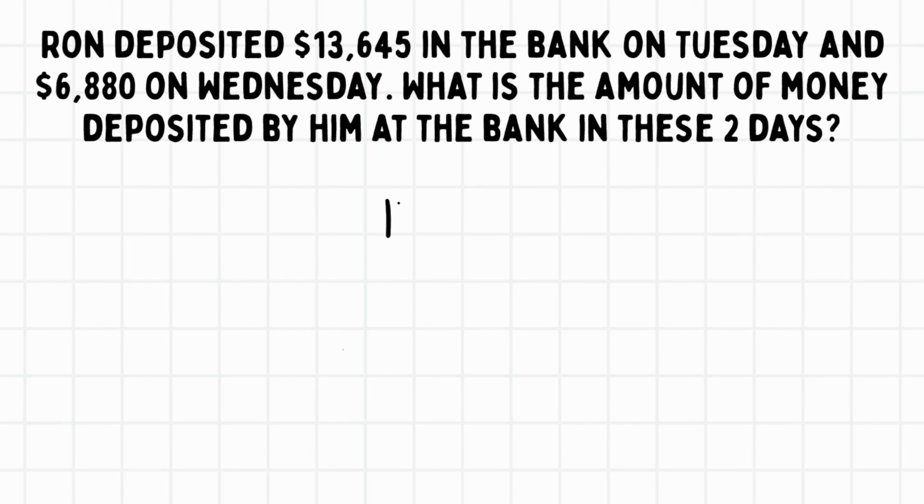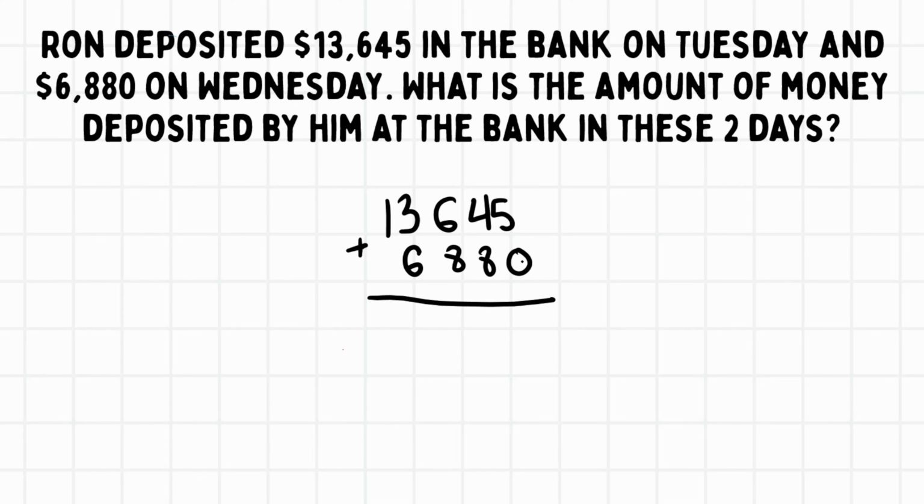So first I'm going to write down 13,645, and I'm also going to write down 6,880 below, but I'm making sure that my numbers are aligned by their place values. So the 6 is in the thousand spot, so I'll put that right under the 3, followed by the 880. So now that my numbers are aligned, I can add them together.